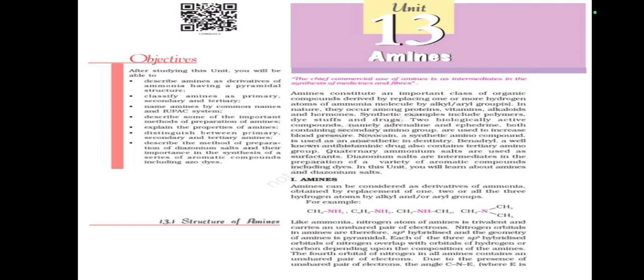Amines can be considered as derivatives of ammonia, obtained by replacement of one or two or all of the three hydrogen atoms by alkyl or aryl groups. Like ammonia, the nitrogen atom of amines is trivalent and carries an unshared pair of electrons. Nitrogen orbitals in amines are therefore sp3 hybridized, and the geometry of amines is pyramidal. Each of the three sp3 hybridized orbitals of nitrogen overlaps with orbitals of hydrogen or carbon, depending upon the composition of amines. The fourth orbital of nitrogen in all amines contains an unshared pair of electrons.